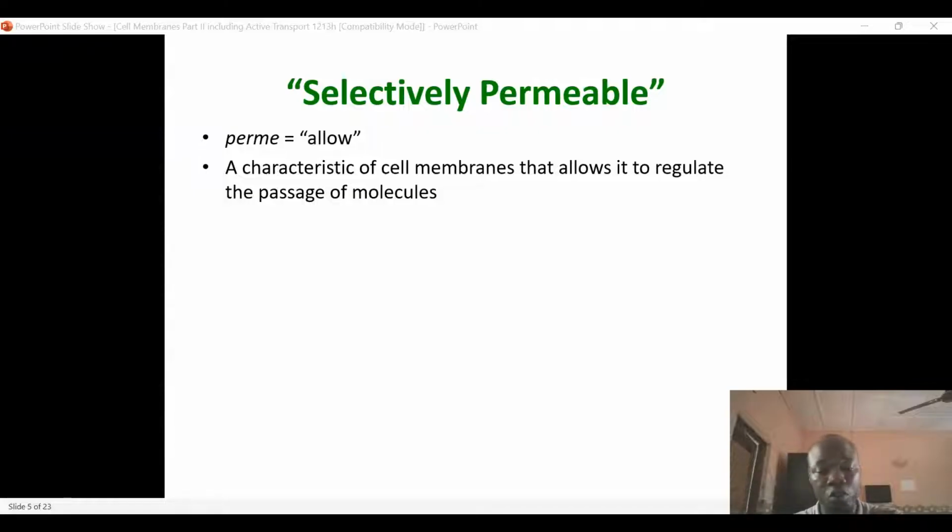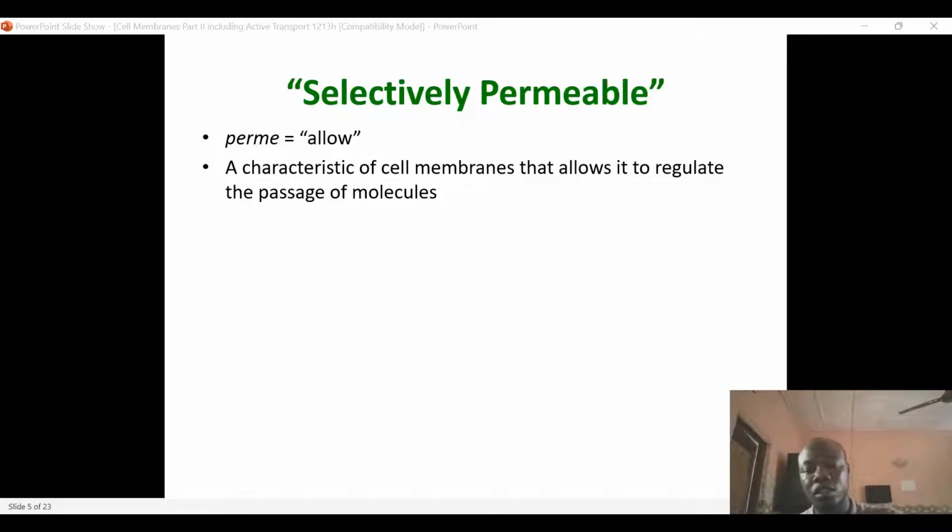Like, for example, in so many cases, there are some microorganisms, some pathogens, that can actually get into the cell. But before they get into that cell, the cell membrane must screen them. Am I actually supposed to allow this material to get into the cell? If it gets into the cell, what will it cause? So the cell membrane has that selective permeability nature.